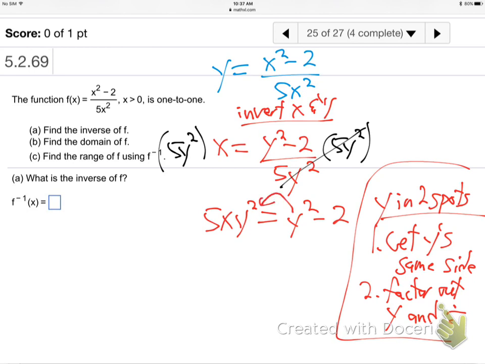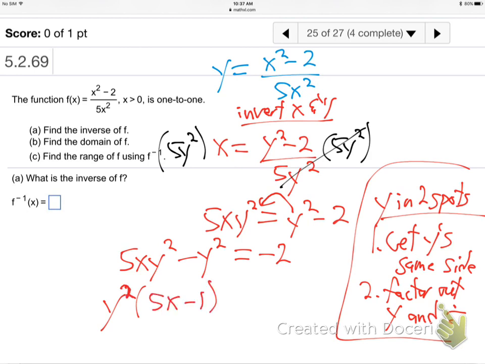So I'm going to grab this y squared and jump it here. 5xy squared minus y squared equals minus 2. Got the 2 y's on the same side. Factor out the y squared actually on this one, huh? 5x minus 1. And divide. Pretty much the same thing. Now that's y squared, so the last step is to root it, huh?